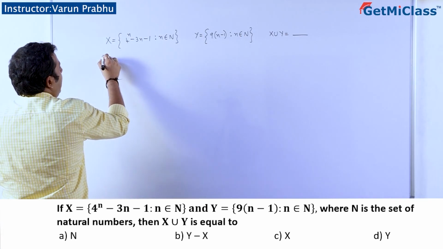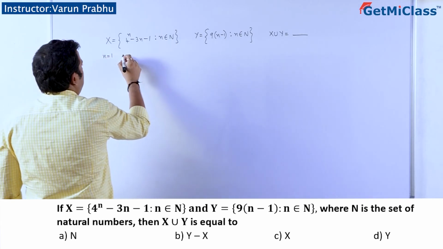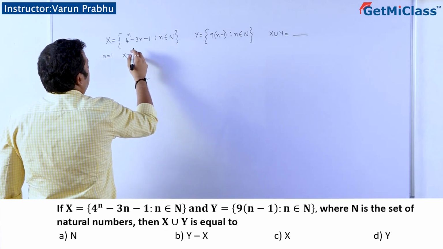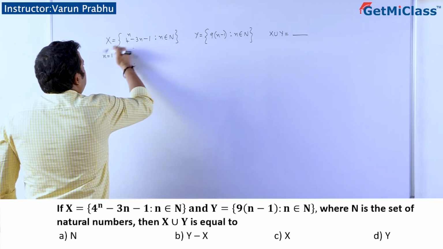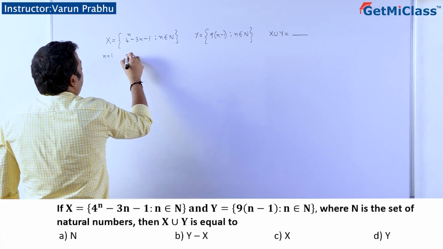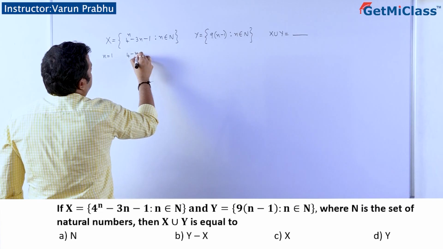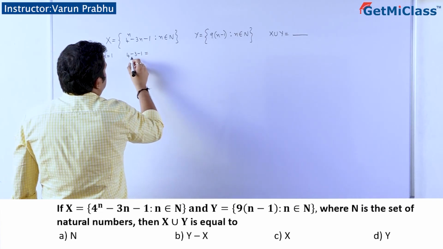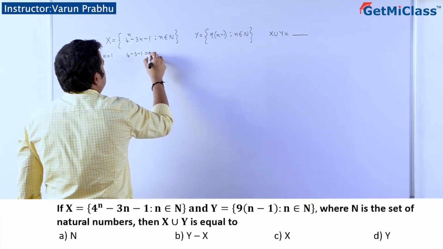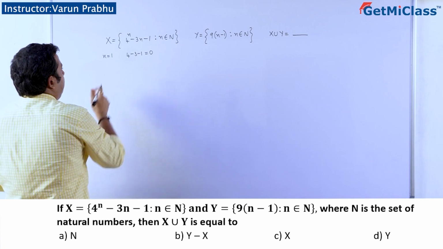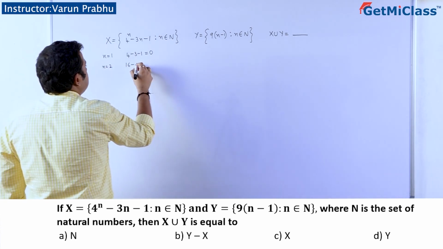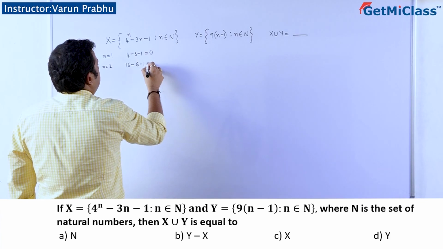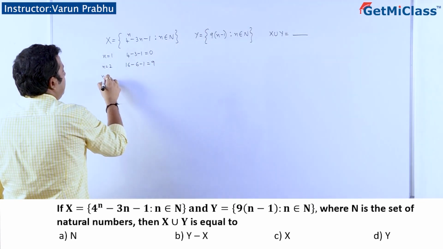So what you do when n is equal to 1, here you put n is equal to 1. What will be the element now? The element will be 4 to the power 1, that is 4, minus 3 minus 1. So 4 minus 3 minus 1 will be equal to how much? 0. Correct, when n is equal to 1. Put n is equal to 2. Your answer to the question will be 16 minus 6 minus 1, that is equal to 9. Correct.